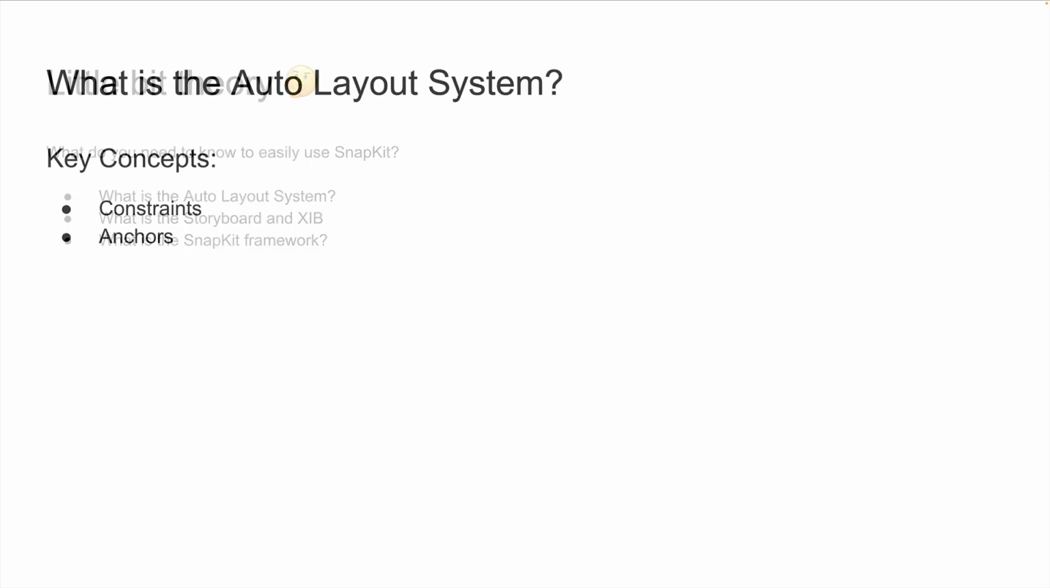Okay, first title. What is the Auto Layout system? Auto Layout was released by Apple in 2012, and it is a powerful tool for creating user interfaces that dynamically adapt to different screen sizes and orientations. It allows you to define relationships between different UI elements and specify how they should be resized and so on. Key concepts of Auto Layout are constraints and anchors.